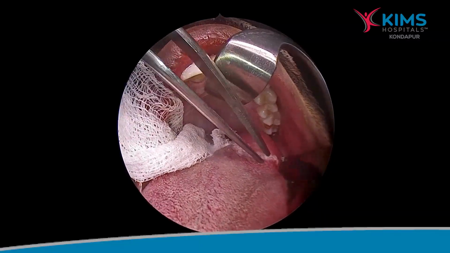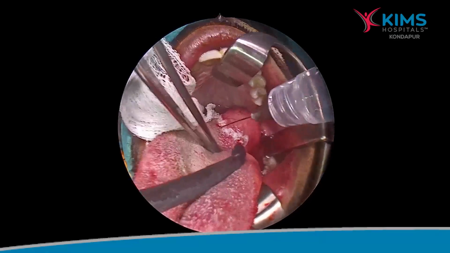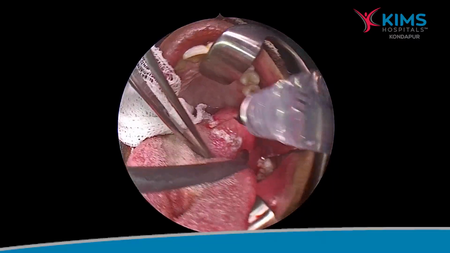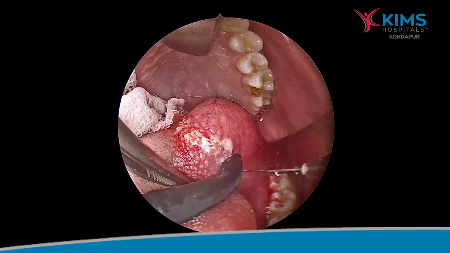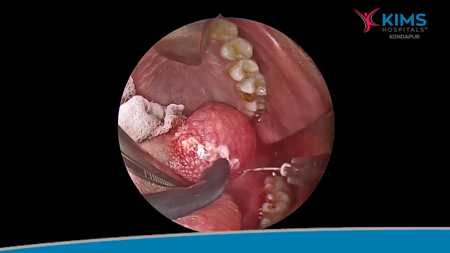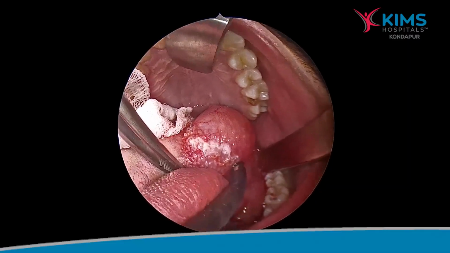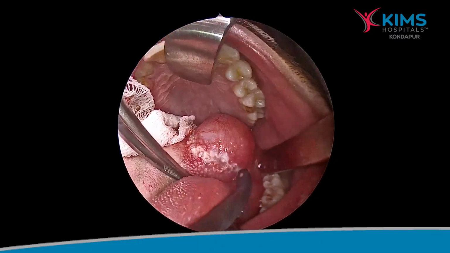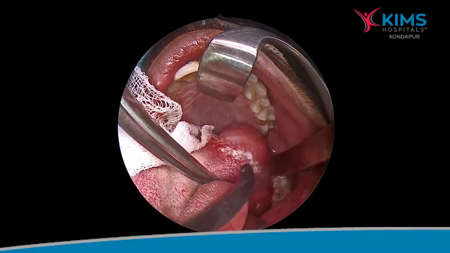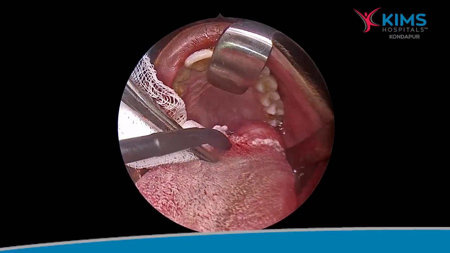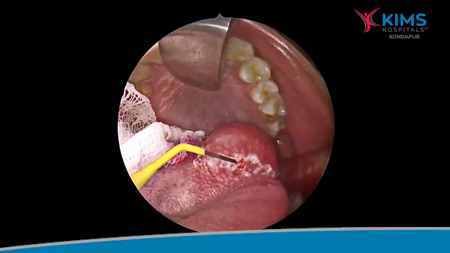So we are going from the anterior border, all around, continuing with the cauterization. We are taking all these precautions so that we don't have any bleeding at the tongue base.